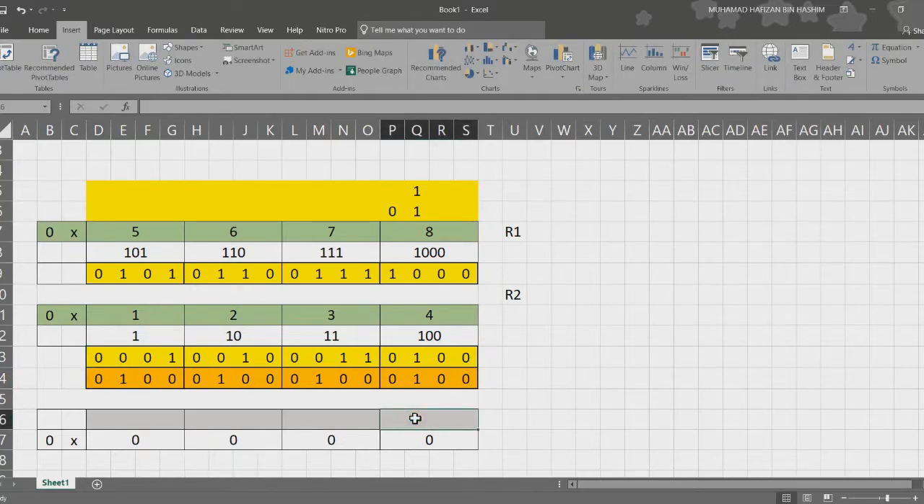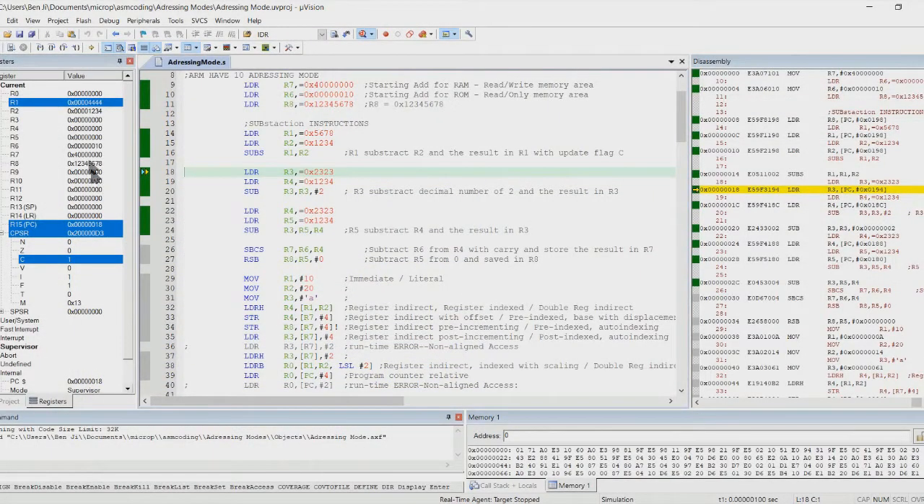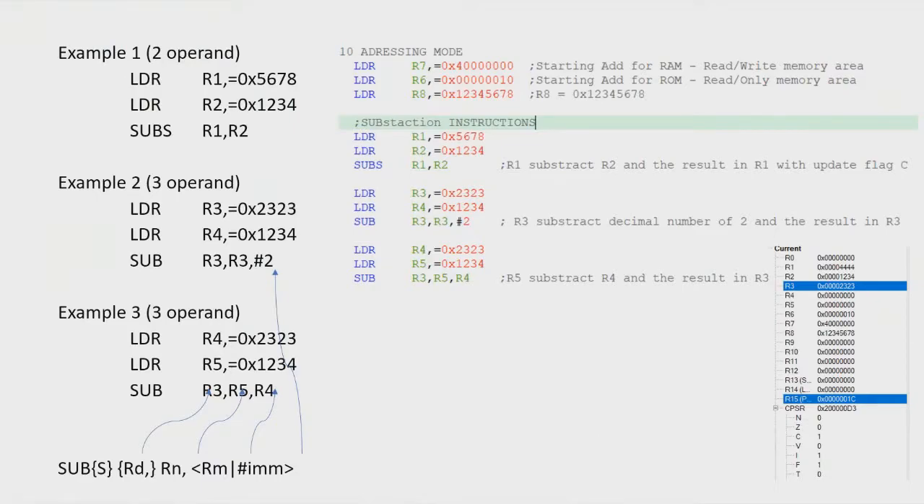So we convert the binary to hexadecimal, and the result is 0x4444. Same. So next we go to the second example, which is three operand.